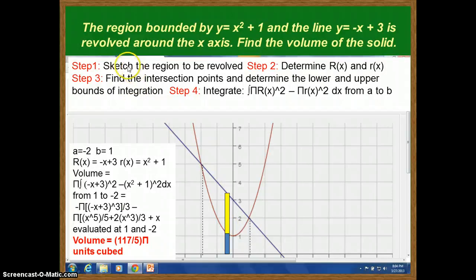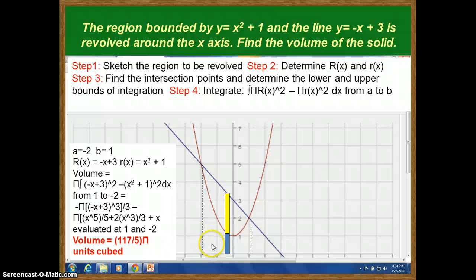Here's the steps and a sample problem. Okay, let's say we've got a region that's bounded by y equals x squared plus 1, which is a parabola denoted by this red curve here, and the line y equals negative x plus 3. The area that is bounded by these two curves, okay, I'm moving the mouse over it now, is the area that we want to rotate around the x-axis. So you can see that we're going to have a hole here, okay?